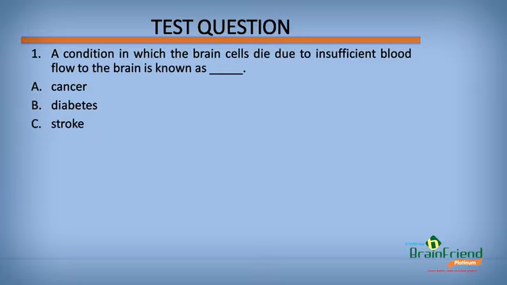The first question says, a condition in which the brain cells die due to insufficient blood flow to the brain is known as A, cancer, B, diabetes, C, stroke. The correct answer is C. We've learned in our lesson that stroke is a condition in which the brain cells die due to insufficient blood flow to the brain.